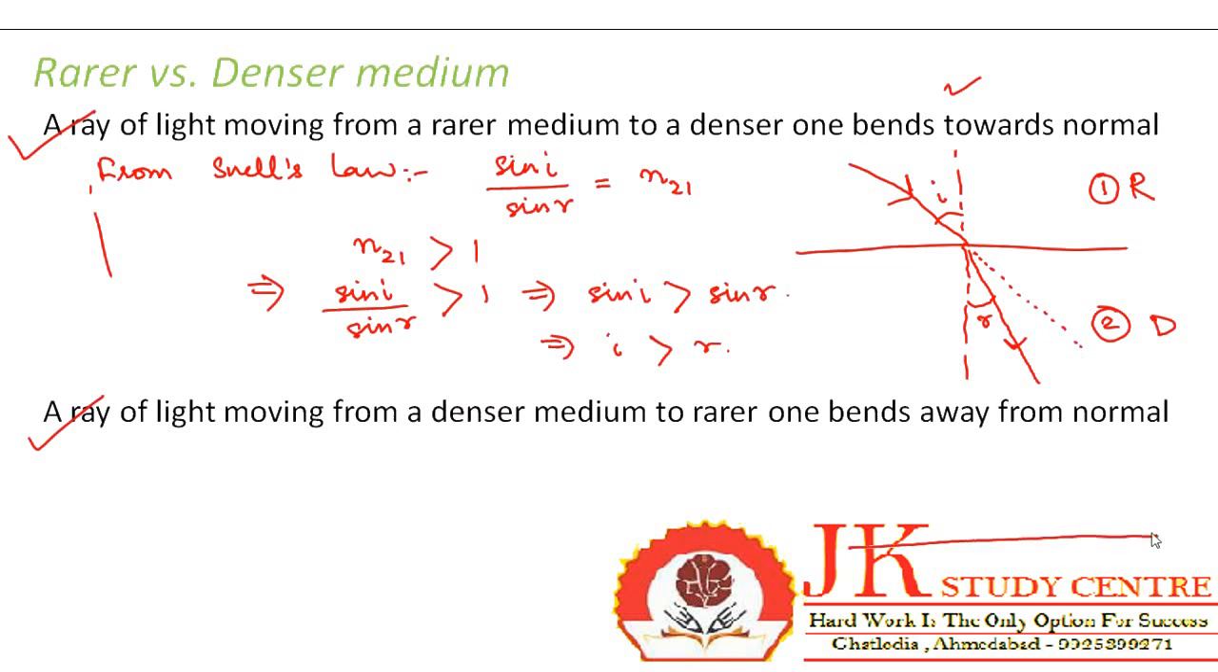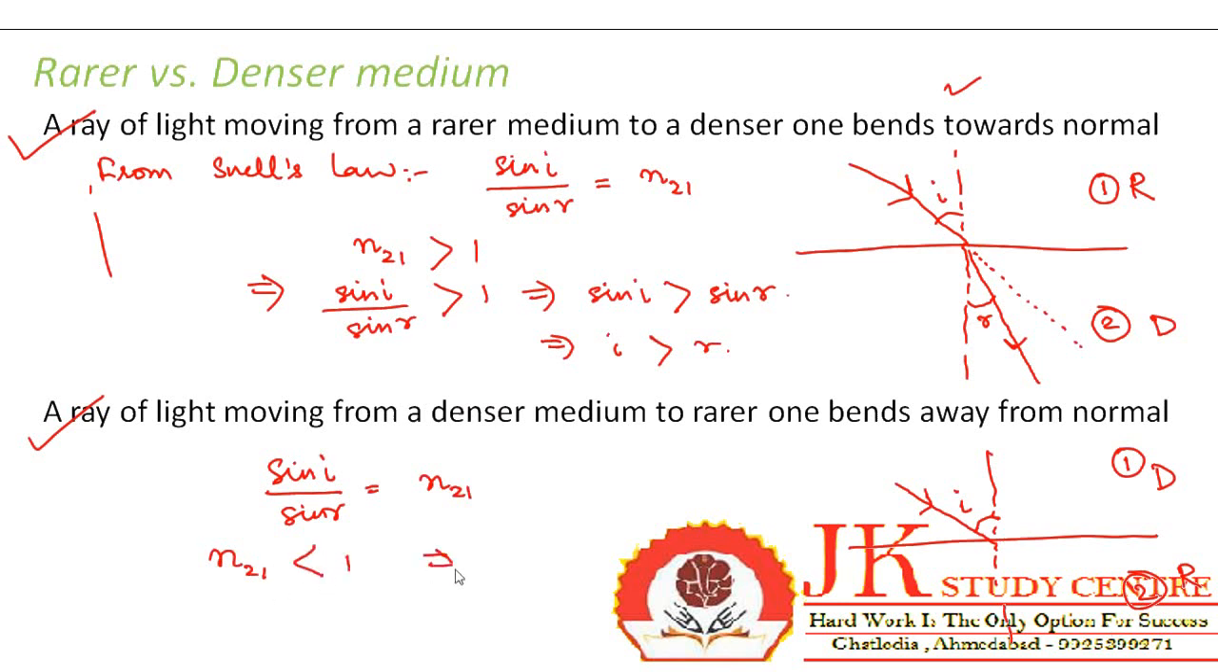Let us suppose here we have medium 1 and medium 2. This is denser and this is rarer. This is my normal. This is my incident ray. This is the angle of incidence. Now in this case what will happen? Sin i by sin r here also is equal to n21. Now in this case, since 2 is rarer medium, that means n21 will be less than 1. This implies sin i by sin r is less than 1.